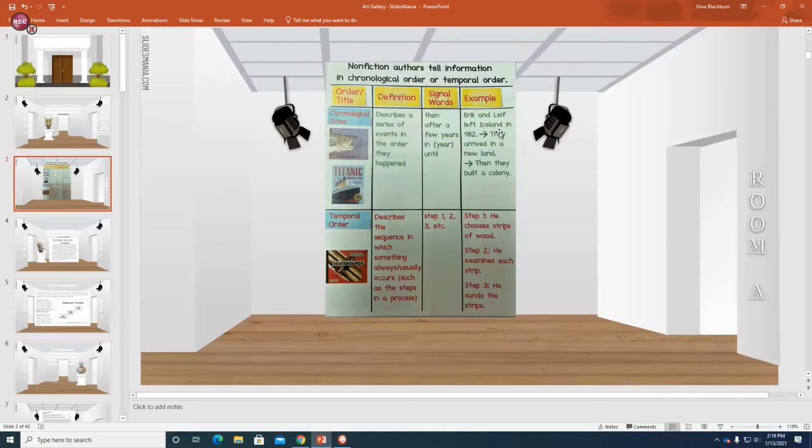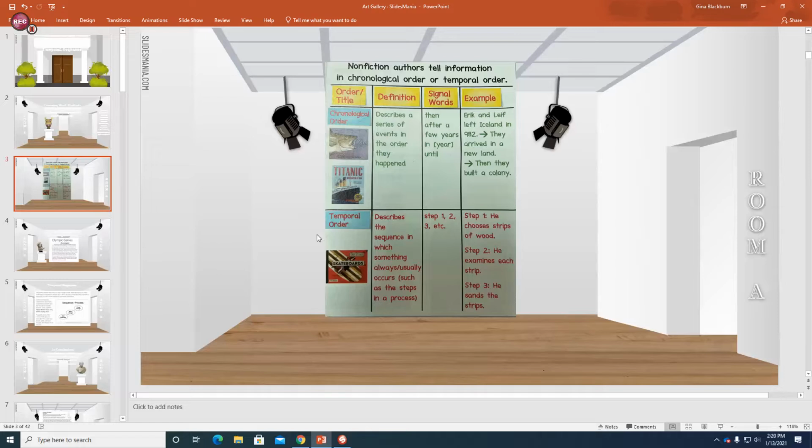Okay? So here's an example. Eric and Leif left Iceland in 982. They arrived in a new land. If we read that, that's an exact time, an exact date. That's a signal that it was written in chronological order. Then they built a colony. This is happening in a certain order. It's not describing anything. It's not a problem solution. The text structure is chronological order. It's going with first, next, and then what happened in the order that it happened.